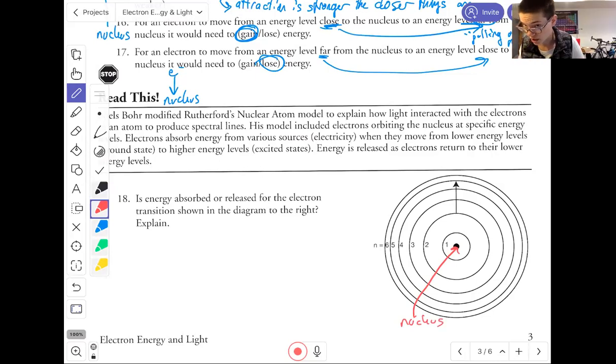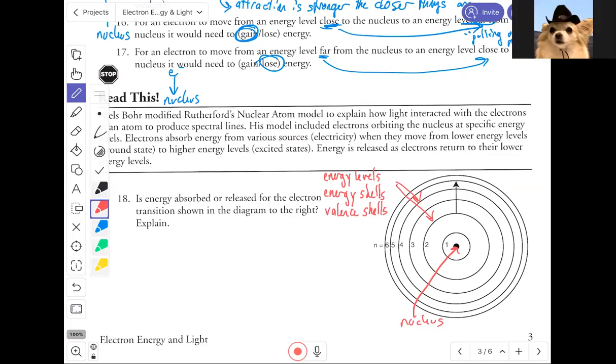And depending on your teacher, these rings, you might have learned them as energy levels. You might have learned them as energy shells. You might have called them valence shells. These are various terms that people have used. Anybody learned something other than one of those three? I wouldn't imagine. That's fairly standard. I'm going to pretty much use energy levels.